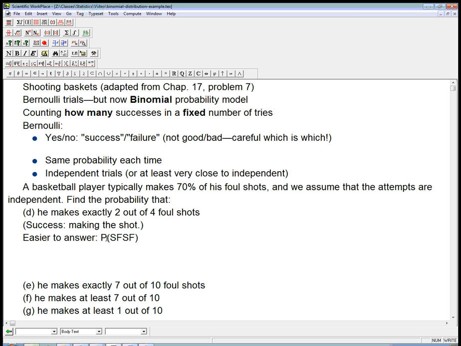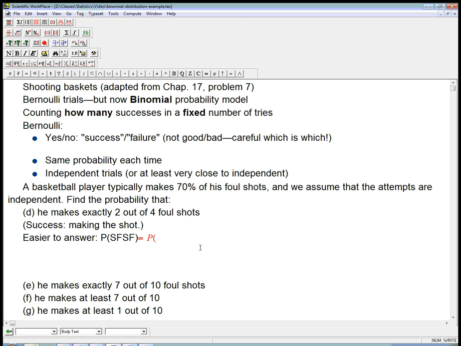So this would be the probability of a very specific pattern of wins and fails, of successes and failures. He makes a shot, then he misses one, then he makes one, then he misses one. That's one way that he could get exactly 2 out of the 4. Well, this is exactly something that's answered by our fundamental probability principles, because it's an and. It's success on the first and failure on the second, and success on the third and failure on the fourth. And they're assumed to be independent and the same probability each time.